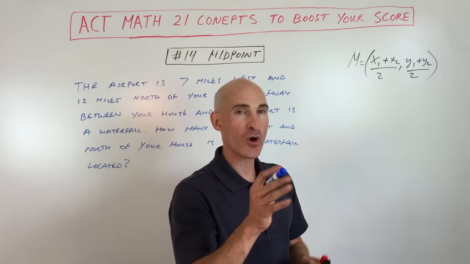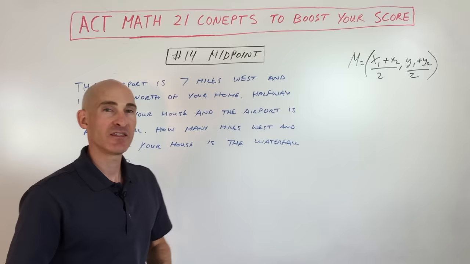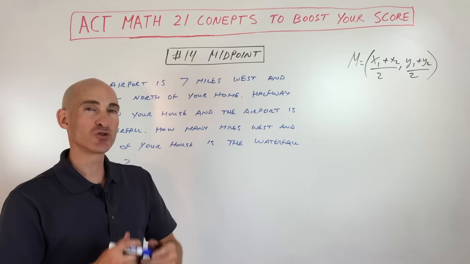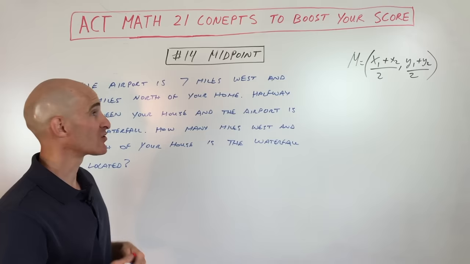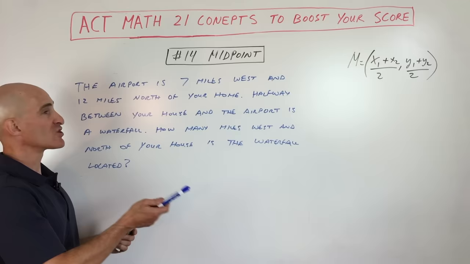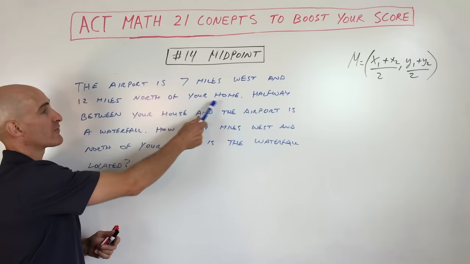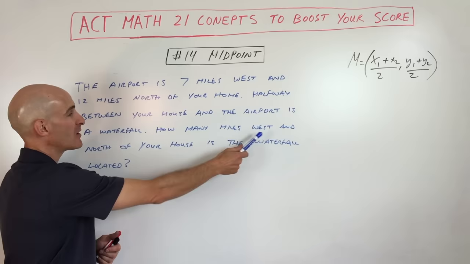Now on the ACT, they have a way of putting a slight twist on the problem so that you have to recognize, oh, they're asking me for the midpoint. They're not necessarily going to come out and say, find the midpoint. So let's see if we can do this example. You can do it on your own if you like, and we can go through it, or we can just go through it here. The airport is 7 miles west and 12 miles north of your home. Halfway between your house and the airport is a waterfall. Okay, how many miles west and north of your house is the waterfall located?